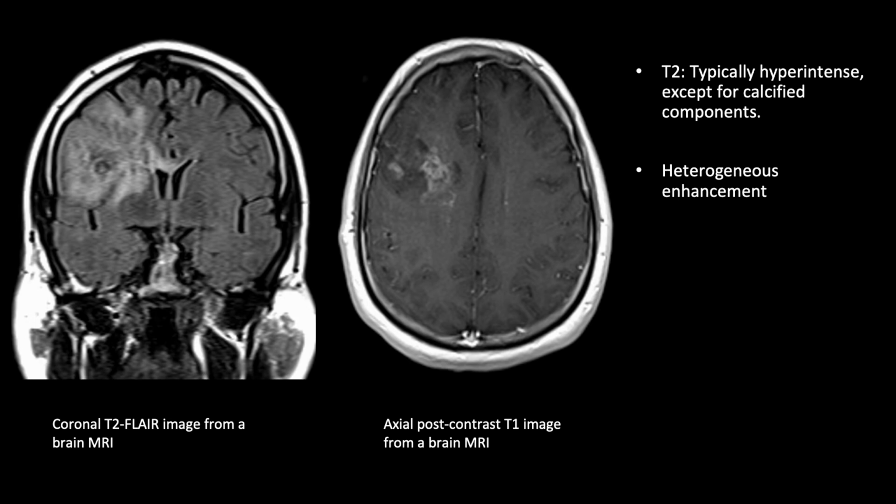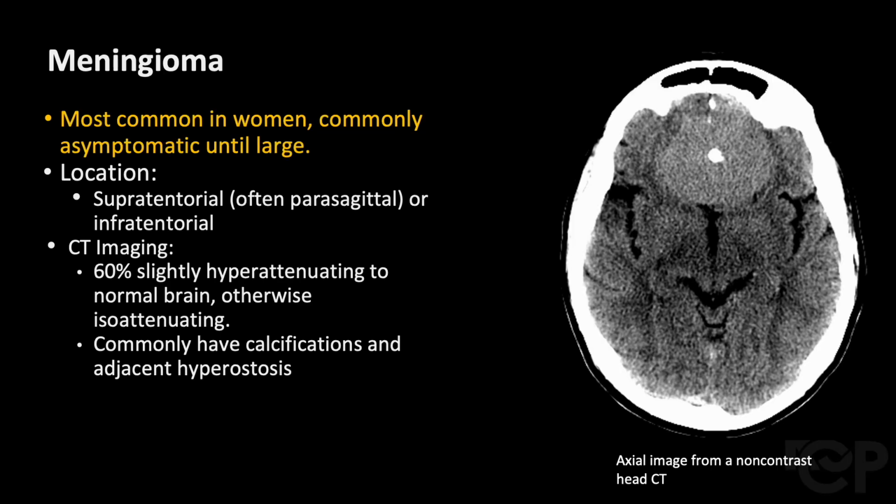In summary, oligodendrogliomas are heterogeneous and have calcified components. They have a predilection for the frontal lobes, and they have unique appearances on CT and MRI. These tumors are most common in women and are usually very slow growing. Therefore, they are generally only symptomatic once they are larger.